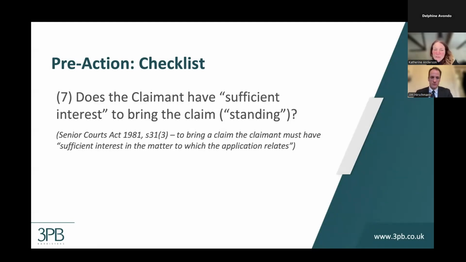Now, in most of the sorts of JR claims that we've been talking about that we commonly see, the claimant almost certainly will have. They're likely to be the parent of a child or young person, or the young person themselves. But it may be that there's a claim that's challenging a wider aspect, perhaps, of local authority policy, and there may be a question as to whether that person has sufficient standing or not.